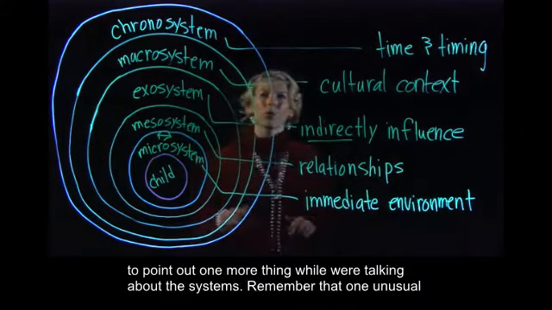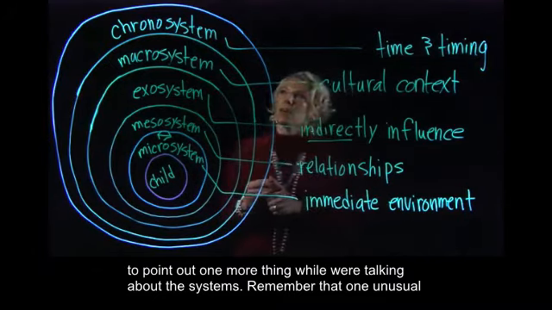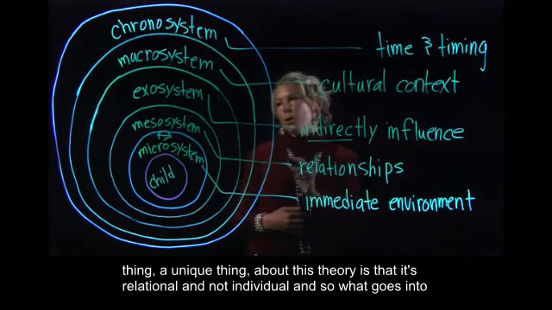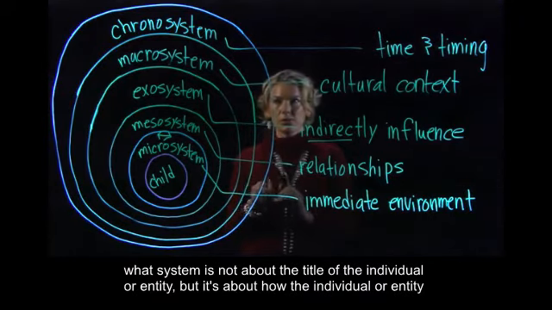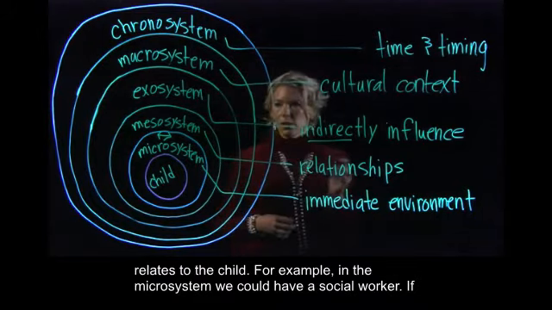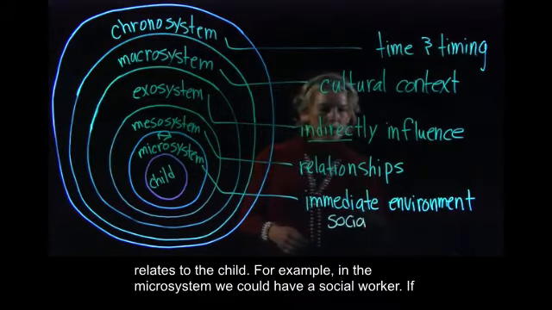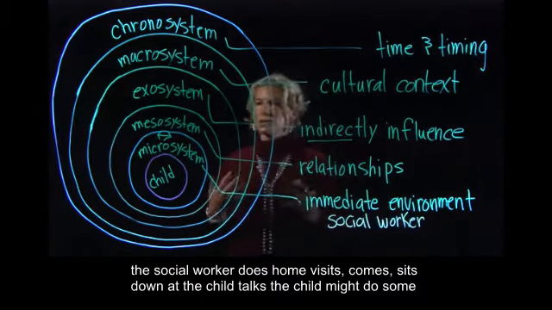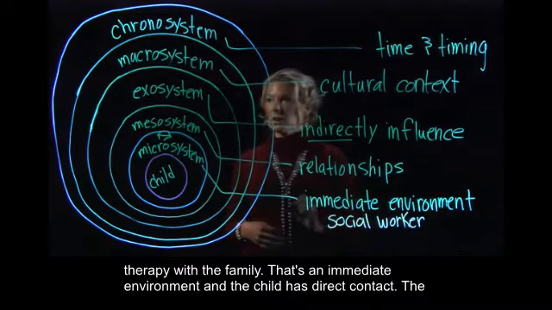I want to point out one more thing while we're talking about the systems. Remember that one unusual thing, a unique thing about this theory, is that it's relational and not individual. And so what goes into what system is not about the title of the individual or entity, but it's about how the individual or entity relates to the child. For example, in the microsystem, we could have a social worker. If the social worker does home visits, sits down with the child, talks to the child, might do some therapy with the family, that's in the immediate environment and the child has direct contact.